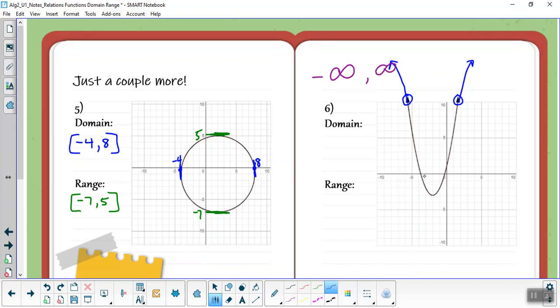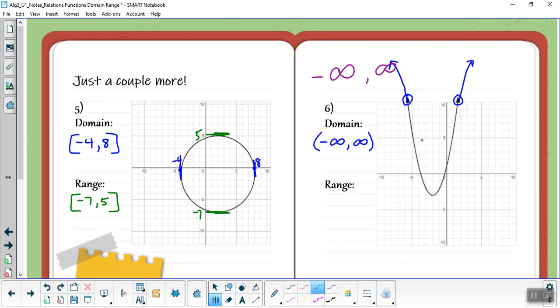So if this graph is going to go to the left forever, remember left are my negative numbers, we would say negative infinity, comma. This graph is also going to go to the right forever. To the right is positive numbers, so we would say positive infinity. Now infinity is something you can never touch, so infinities always get parentheses.